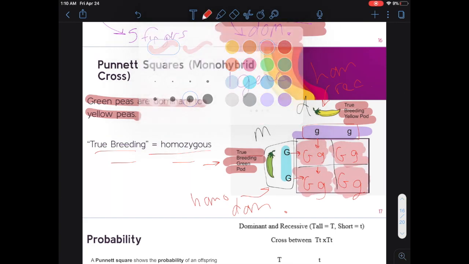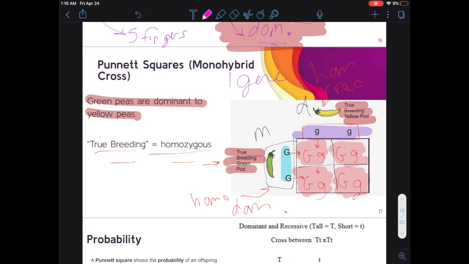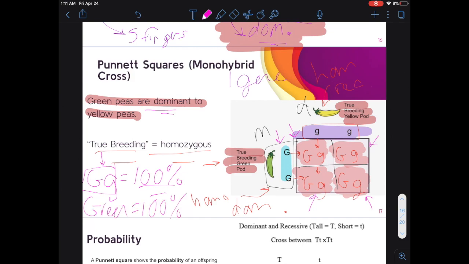What is the probability that the offspring will have the genotype capital G, lowercase g? Well, there's 4 boxes. Each box is worth 25%. It is 100% probability that their offspring will have this genotype. What phenotype is the offspring going to have? Well, they're all capital G, lowercase g. The dominant allele is green. The dominant green peas are dominant to yellow peas. So there's a 100% chance their offspring will be the color green.